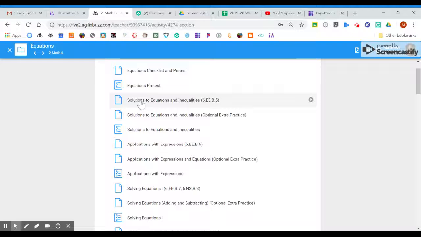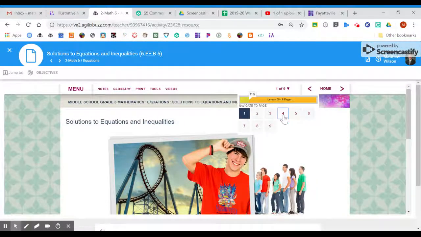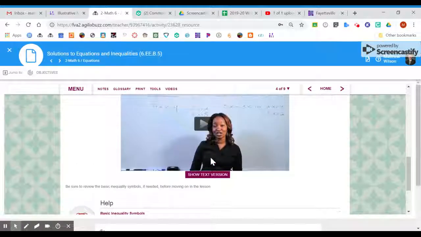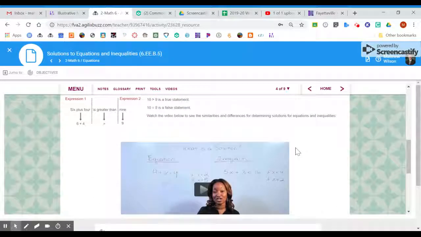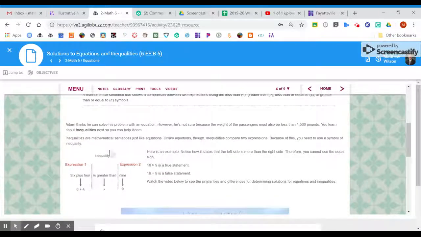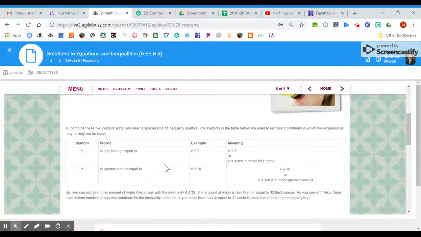So some key points here with solutions to equations and inequalities. The idea here is with solutions, you're looking for, does the statement show a true statement? So notice here when you've got different expressions, is it a true statement? Is 10 greater than 9? Yes. Is 10 equal to 9? No, that's a false statement. So what you're looking for are solutions to your equations and inequalities.